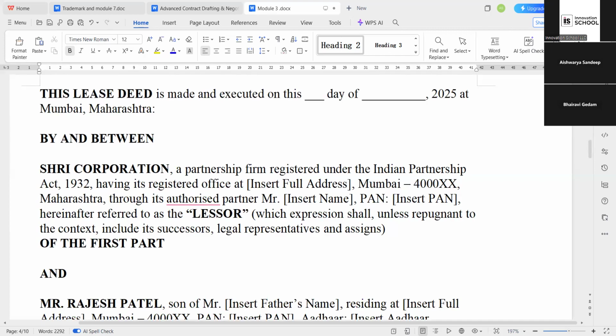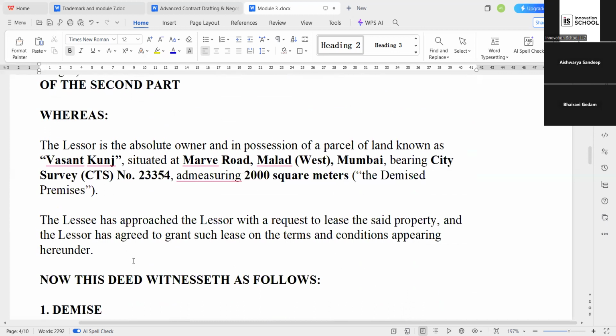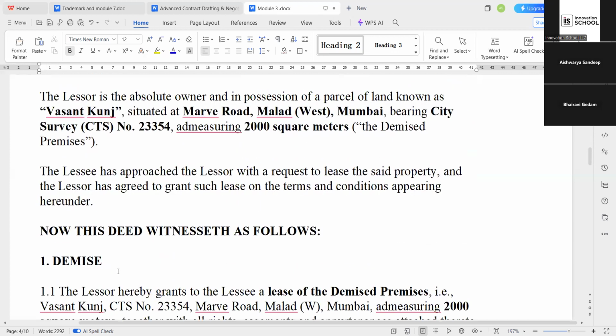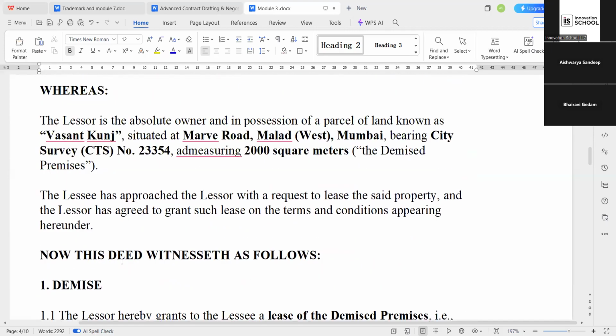So this is again a draft of a lease deed which is made between one Sri Corporation and one Mr. Rajesh Patel. Okay, so you will mention who is the owner, what are the details, etc.